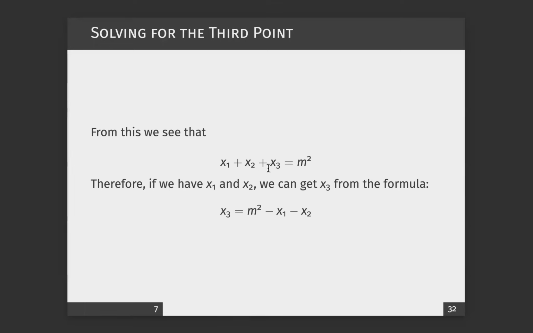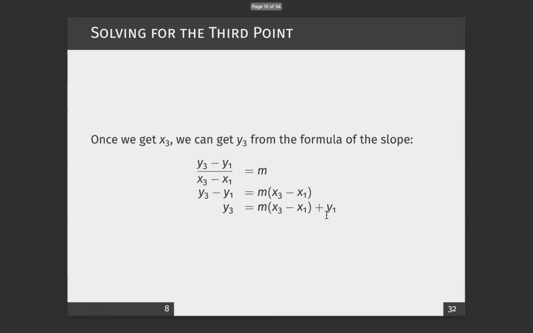So when you add 2 points to get the third point, you know the x1 and x2 coordinates of the 2 points. To get the x coordinate of the third point, this is the formula: m squared minus x1 minus x2. And to get the y coordinate of the third point, you just use the formula of the slope. The formula of the slope is y3 minus y1 over x3 minus x1. This was a familiar equation in high school. So this is the slope, and then you get the third point. So we already have a way to compute the third point, given 2 points.